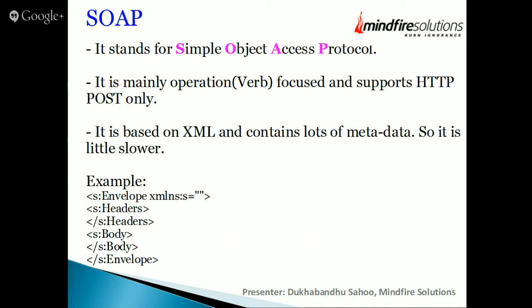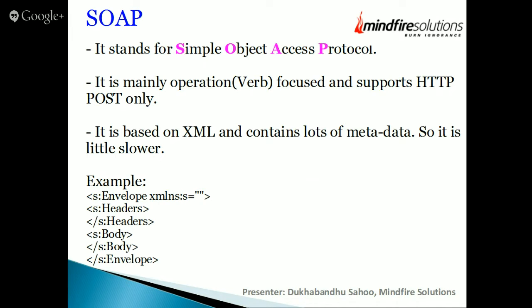So let's see our old protocol, which is SOAP, which stands for Simple Object Access Protocol, and it is mainly operation verb focused and it supports HTTP post only. In the SOAP example I have added at the bottom of the slide, you can see it is adding all the content within the S colon Envelope tag. All this data is present within this, and we have header and body. The main content is present within S colon Body. So it contains a lot of metadata. Whenever we send a request to the server, it is quite heavy due to this metadata.